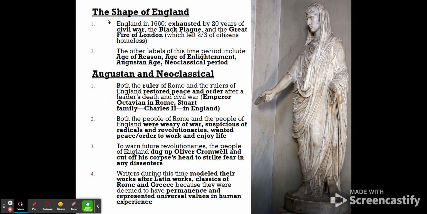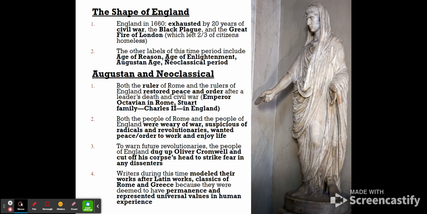Anyway, so that leads to what England was like at the beginning of what's known as this Restoration period. It's pretty well exhausted. They've had a lot of civil war. They've had a military dictatorship. During this time, the Black Plague comes back, and there's a huge fire that burns two-thirds of London.